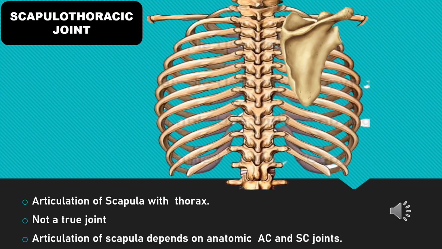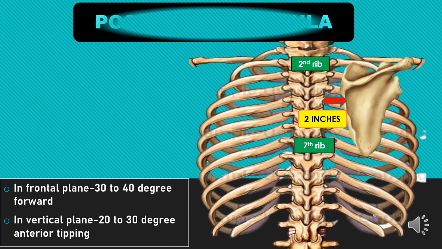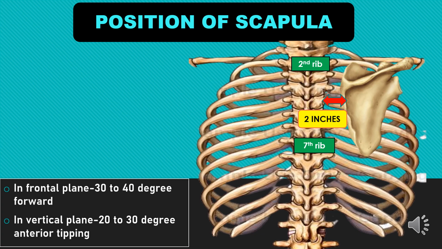Let's have a look at the scapulothoracic joint. So it is the articulation of scapula with the thorax. It is not a true joint, but yes, the articulation of scapula depends on the anatomic position of the acromioclavicular and sternoclavicular joint. So here is the position of the scapula with respect to the thorax. Basically it is positioned between the second and seventh rib, and it is 2 inches away from the midline.